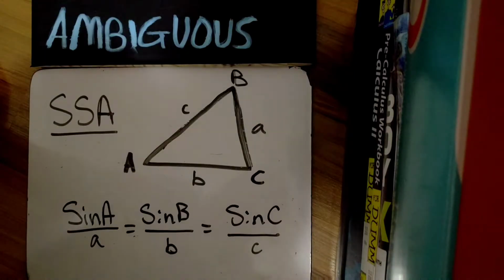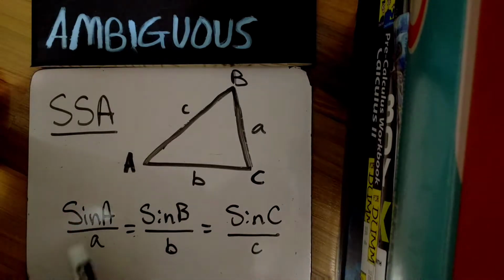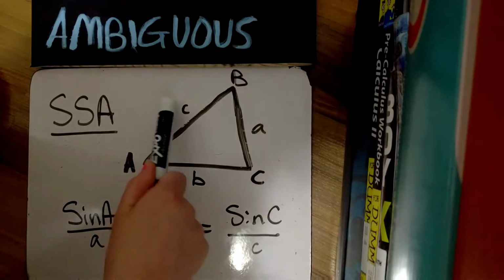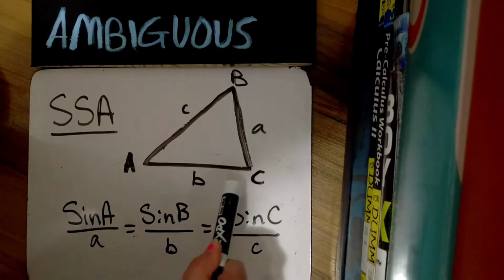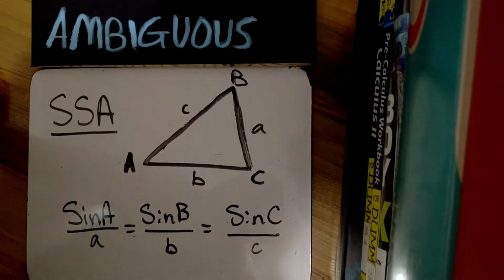This is the rule that works for the ambiguous case, which is the side-side angle. So sine of A over a equals sine of B over b equals sine of C over c. So this would be if you had side c, side a, and angle C, then you could use this case to solve.